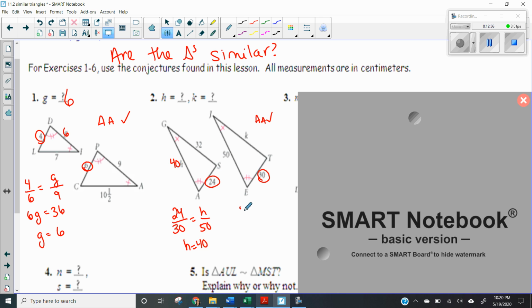And then I'm going to still use the same ratio just because if I make a mistake finding H, it's also going to throw off K. I just have a better chance here at finding K correctly. So 24 to 30 equals 32 to K.